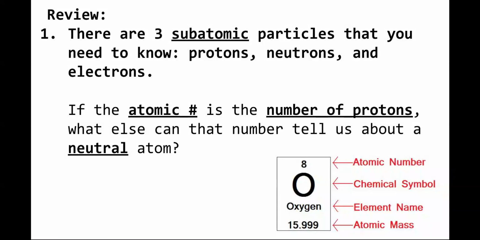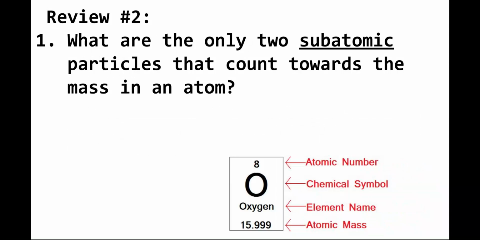Feel free to pause or go back, but real quick review. 3 subatomic particles you need to know about: protons, neutrons, electrons. Protons positive, neutrons neutral, and electrons negative. The atomic number equals the number of protons. And then remember that only the protons and neutrons count towards the mass.